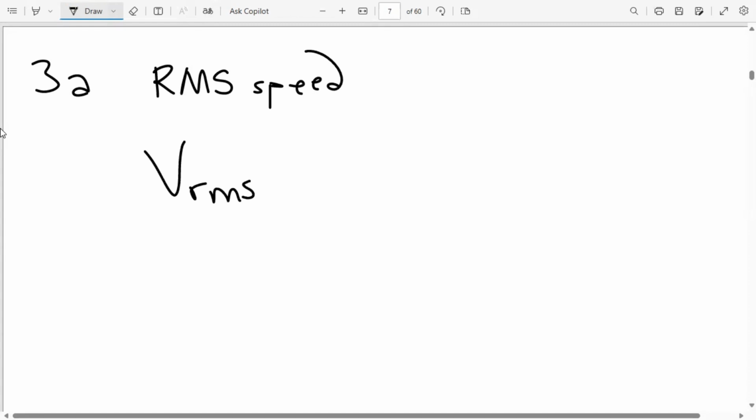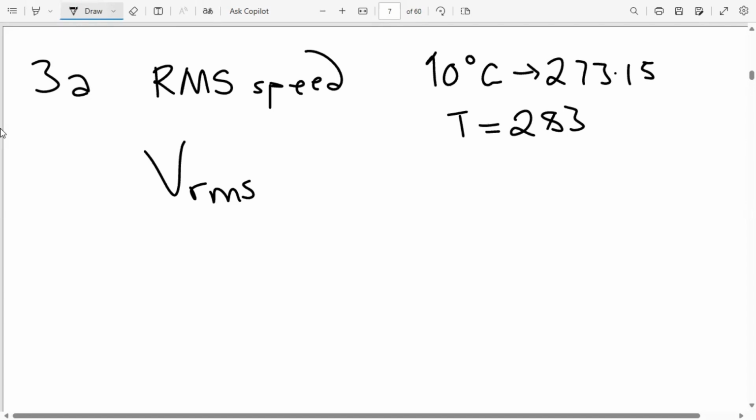So we're going to say question 3A. They want us to find the root mean square speed, which is also known as the Vrms, like this. So first things first, we've been given the temperature of this gas molecule at 10.0 degrees Celsius. So we're supposed to convert this into Kelvin. So we're going to add 273.15 such that the new temperature will be equal to 283.15 Kelvin, like that.